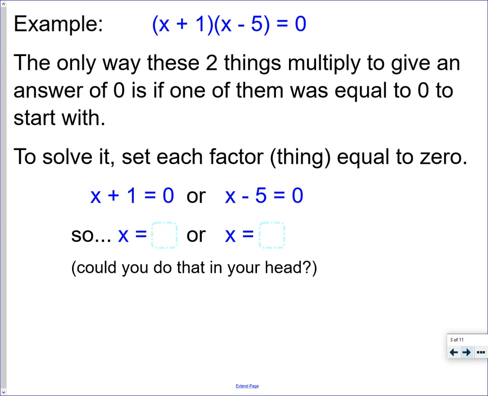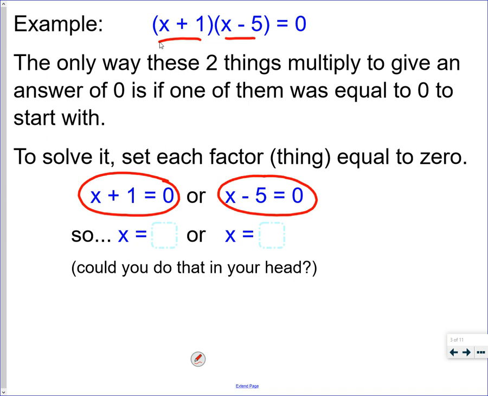So for this example, what you can see up at the top, that's what we call factored form. That's what we'll be working with soon. I've got x plus 1 times x minus 5 equals 0. So again, if I multiply those two things together, I don't want to FOIL those. I don't want to do a bunch of multiplying that way. I have factored form. I know that if I multiply x plus 1 times x minus 5 and I get 0 for an answer, then one of those two things had to be equal to 0. So you can see these equations that I wrote. Either this x plus 1 was equal to 0, or the x minus 5 was equal to 0.